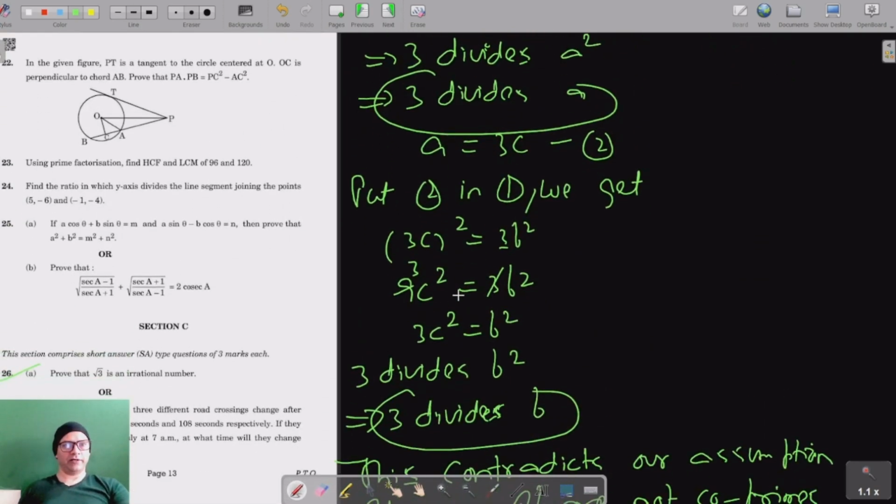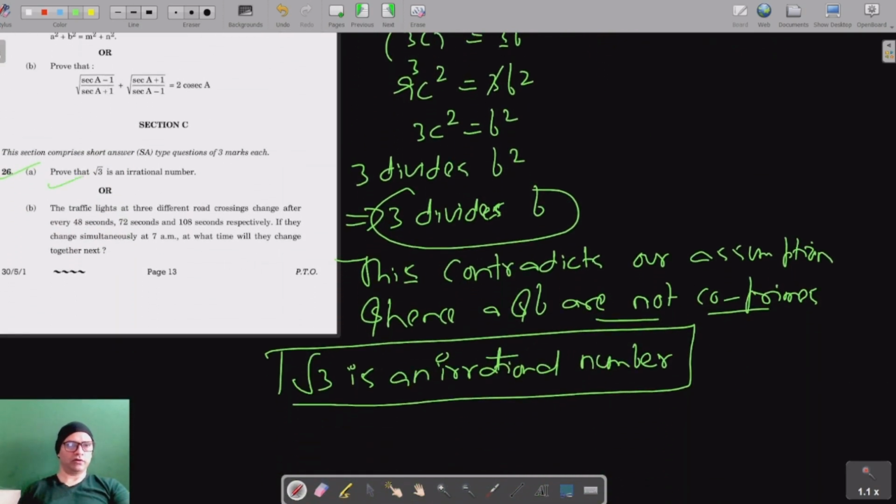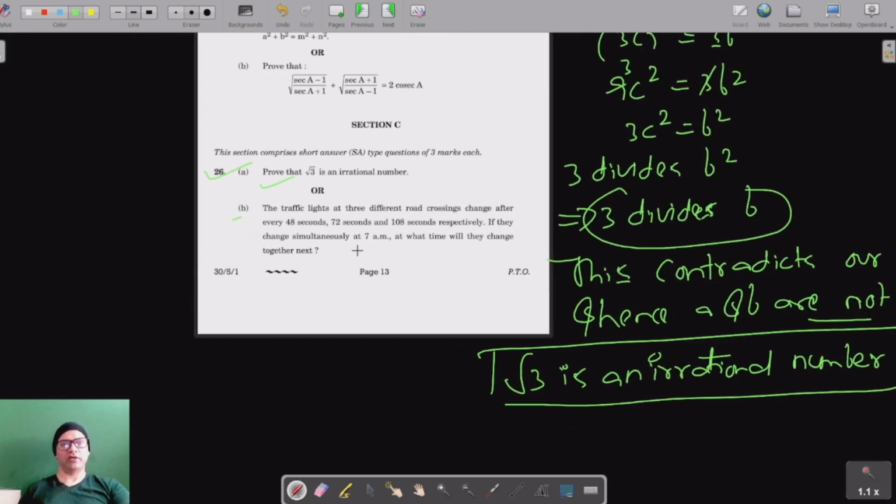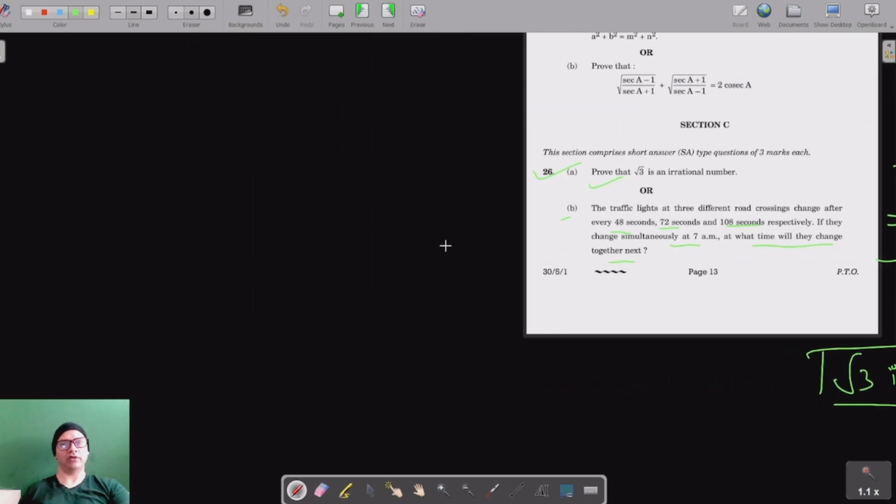Okay, now let's move on to its OR part for B, where the traffic lights at three different road crossings change after every 48, 72, and 108 seconds. If they change simultaneously at 7, at what time will they change together next? So we will have to give the time.